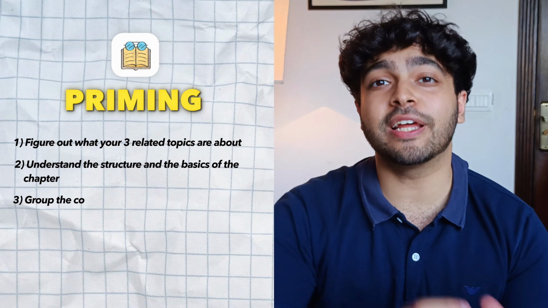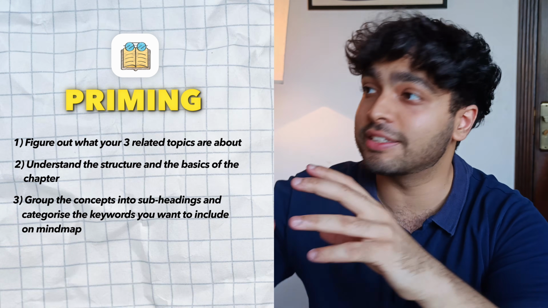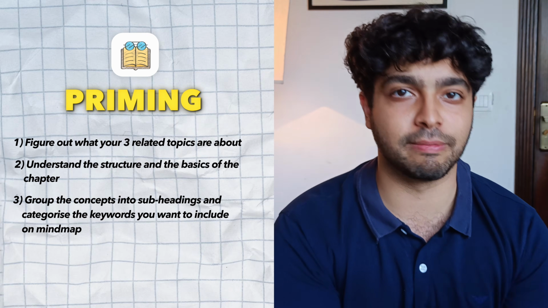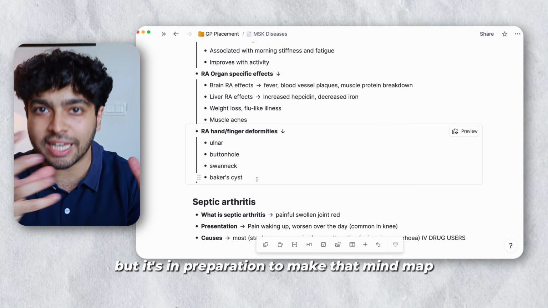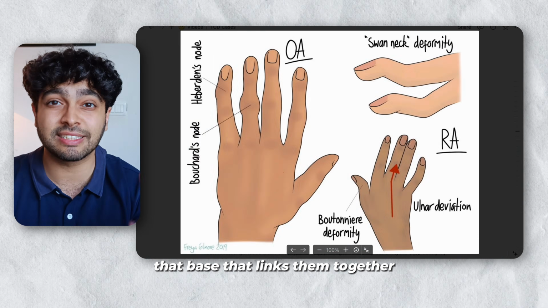Step 3, write down and group the key concepts and ideas into subheadings and their key phrases and keywords that you want to include on the mind map. Remember, all of this you're learning, but it's in preparation to make that mind map that links all these 3 topics together, that base that links them together.